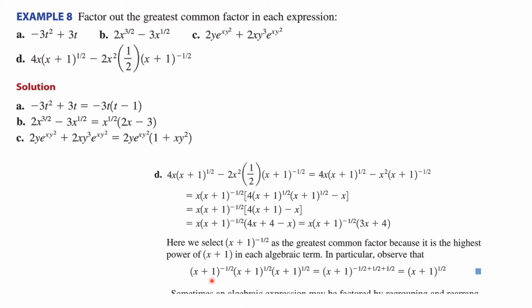And you should observe that whenever you take x plus 1 to the minus 1/2 times x plus 1, the net of this is all to the 1, then that's going to be x plus 1 whole to the 1/2.